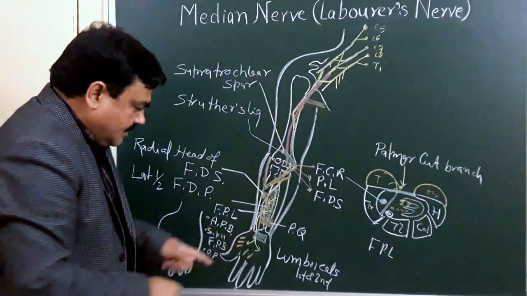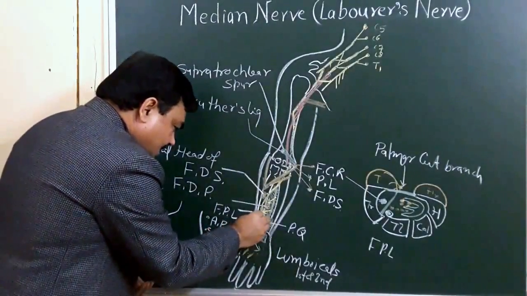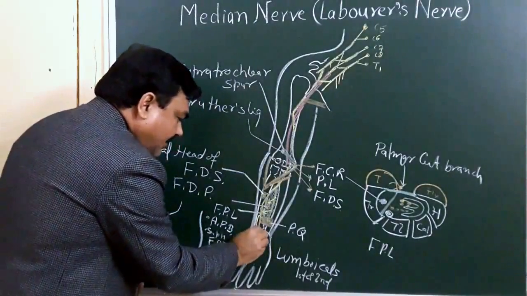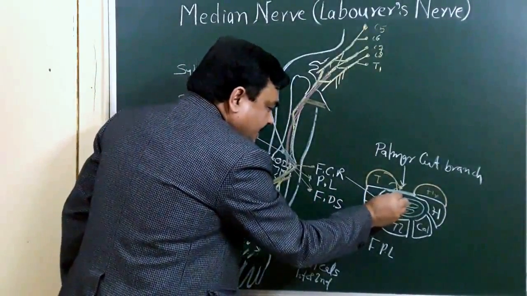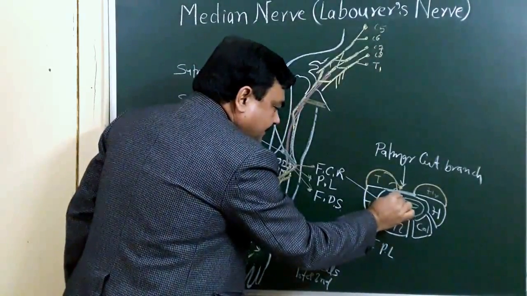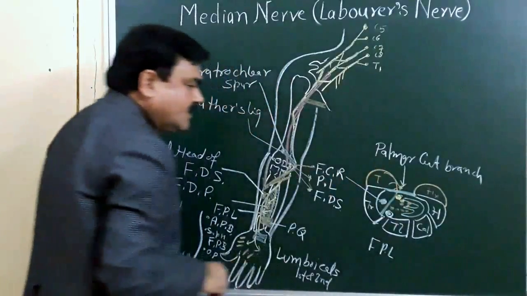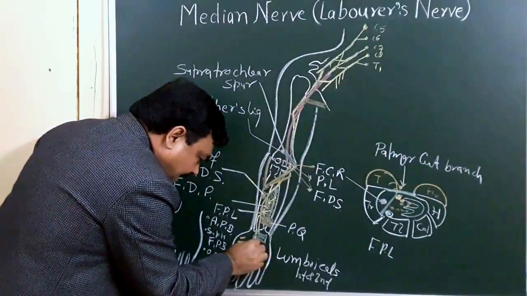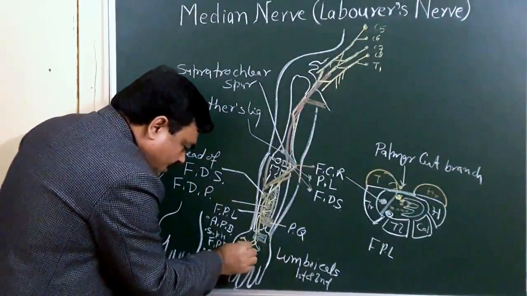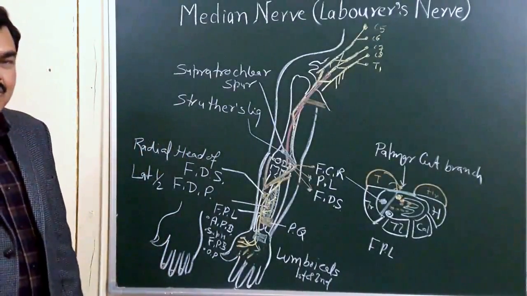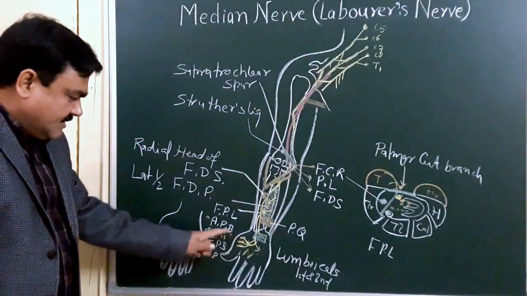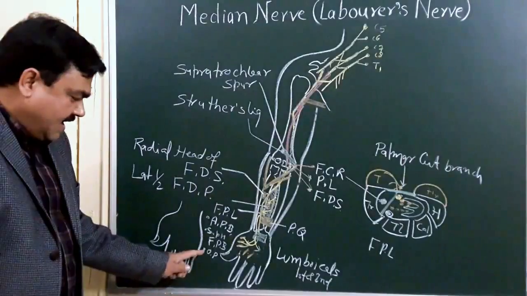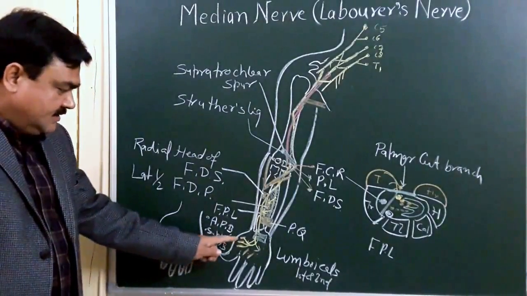Now this nerve, after reaching the flexor retinaculum, passes deep to the flexor retinaculum. Here is the position of this nerve. After passing deep to the flexor retinaculum, it gives the recurrent muscular branch, which supplies these 2.5 muscles: abductor pollicis brevis, the superficial head of flexor pollicis brevis, and opponens pollicis. These are the muscular branches.